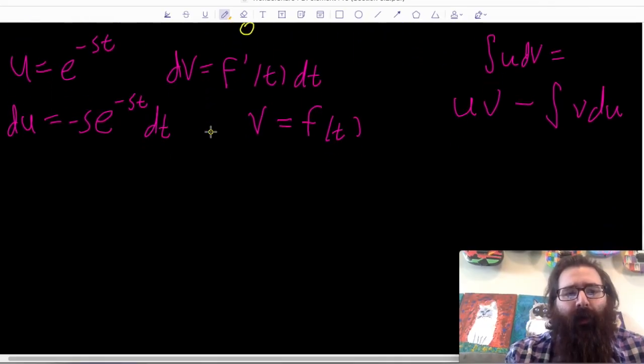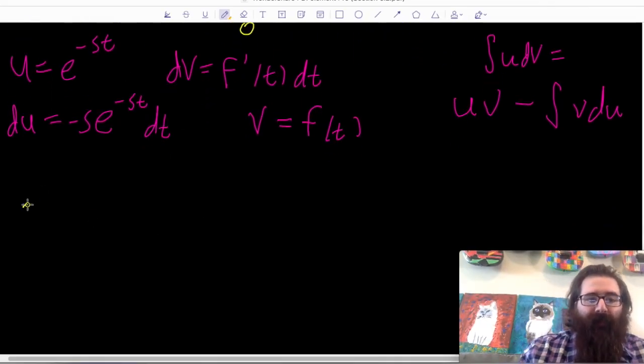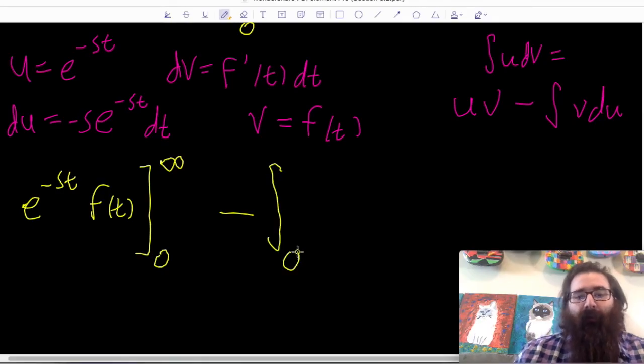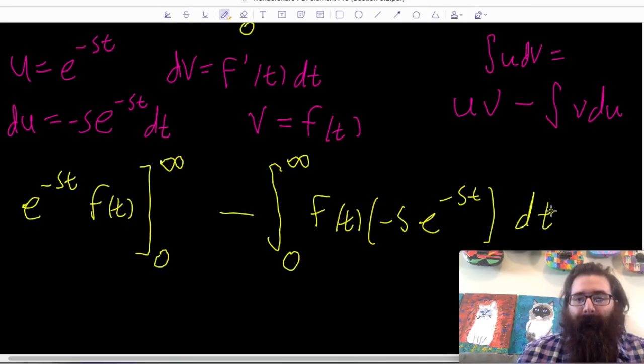So I'll say, okay, first I want u times v, which is e to the minus st times f at t. And this should be from 0 to infinity. And infinity is not really going to be a bound for us, so we're going to rewrite this as a limit, of course. But for now, I'll just write this so I remember what the situation is. And then minus the integral of, and this is the improper integral from 0 to infinity, so minus the integral of v times du. So that's going to be f at t is v times du is negative s e to the minus st dt.